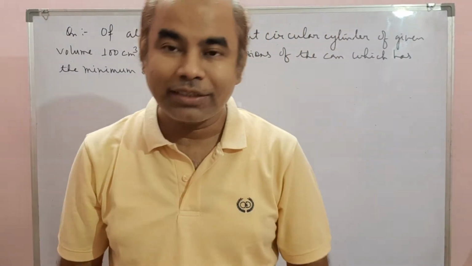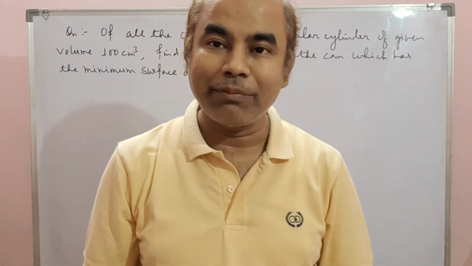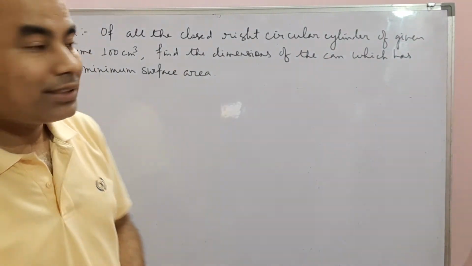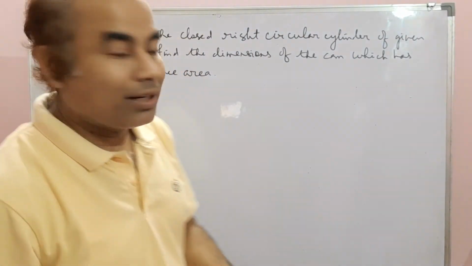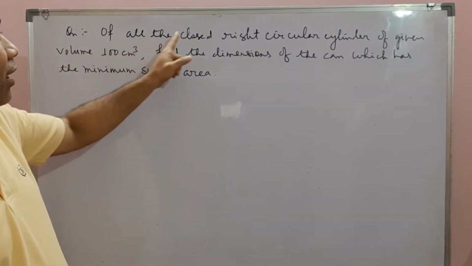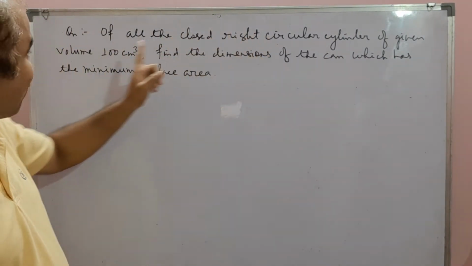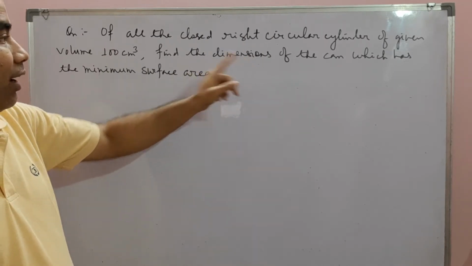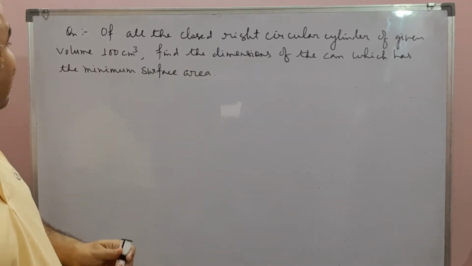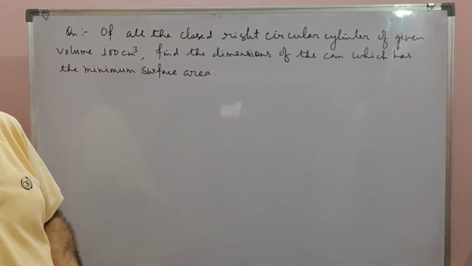Okay, so students, let us move to another example of maxima minima. Let us see this example. In this example, what happened? Here you see, of all the closed right circular cylinders of given volume 100 centimeter cube, find the dimensions of the cylinder which has the minimum surface area.